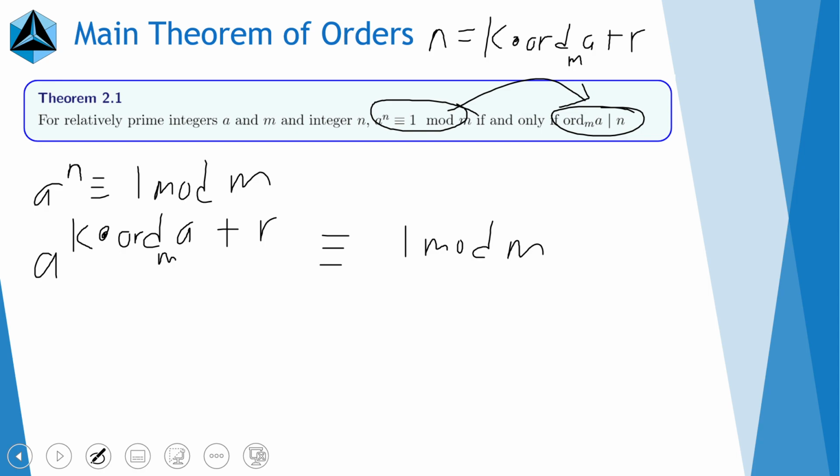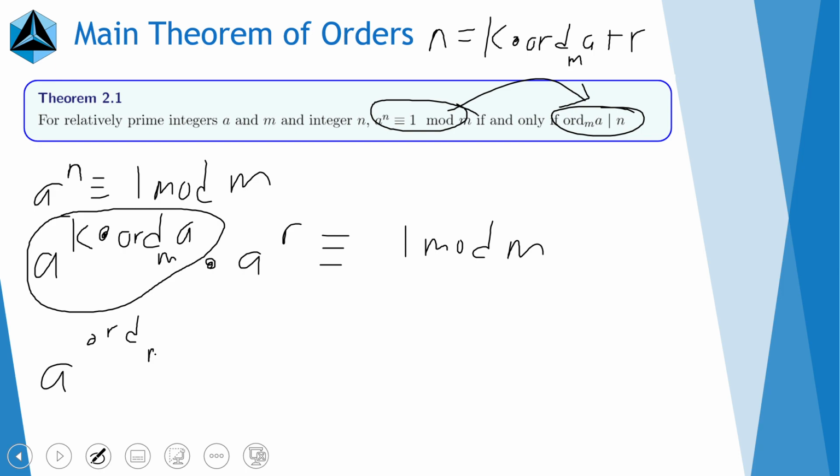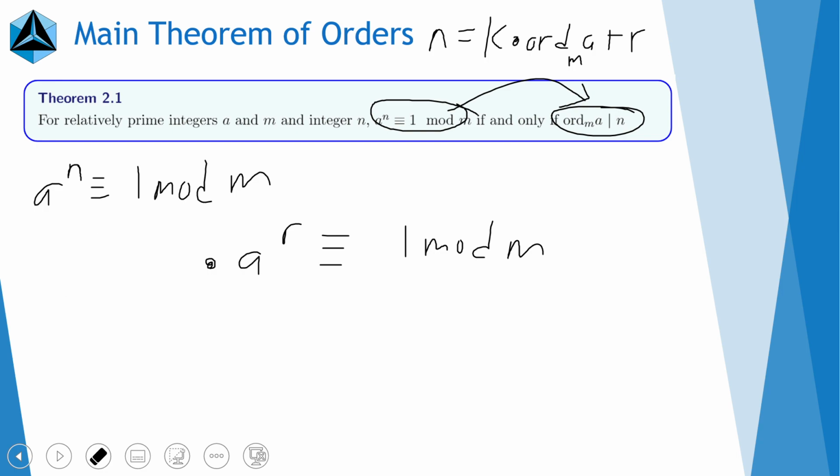Using our exponent rules again, we can erase this r right there, and we can replace it with a to the r. So these are multiplied. And we know that this part right here is going to have to equal 1 mod m, because a to the order of a mod m is congruent to 1 mod m. So we'll replace this with a 1. And replacing it with the 1 basically does nothing, so we're left with this statement.